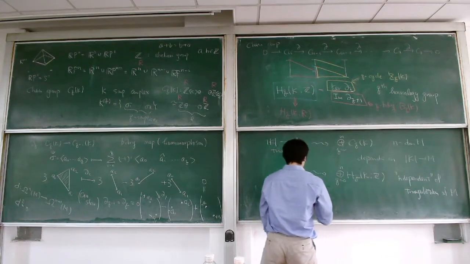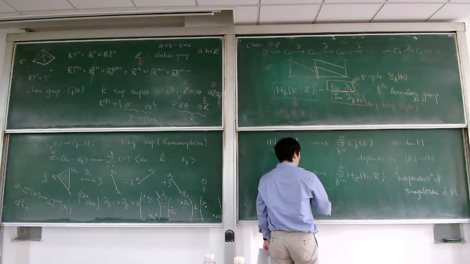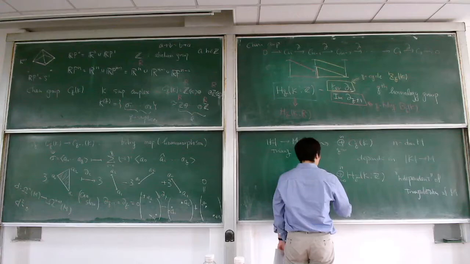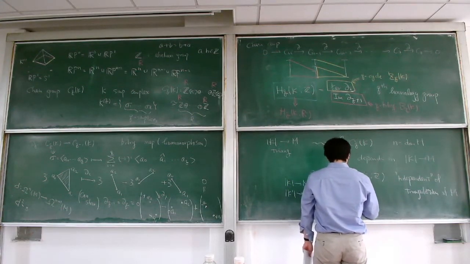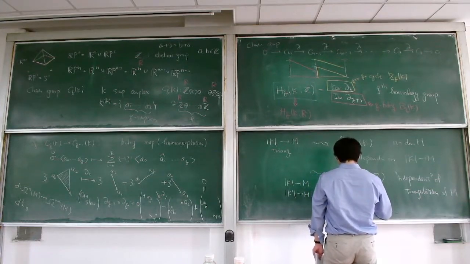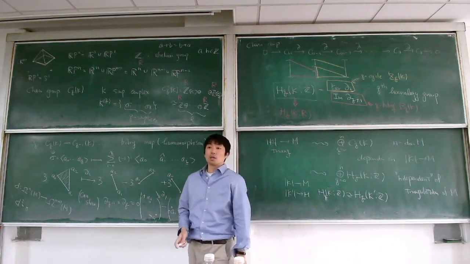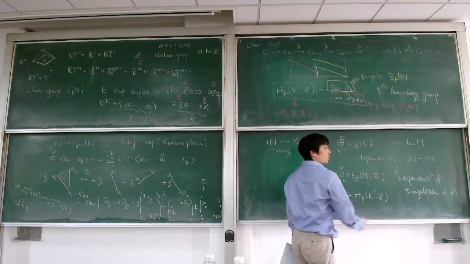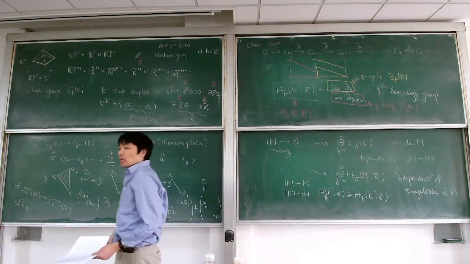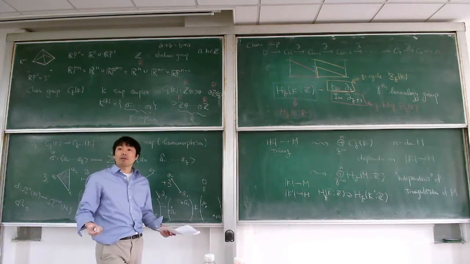Independent means that given two different triangulations, the homology group of K with Z coefficients is isomorphic to the other group. So that's what I mean. Therefore, you can just replace K by the manifold M. It encodes the information of the manifold, not of the triangulation.